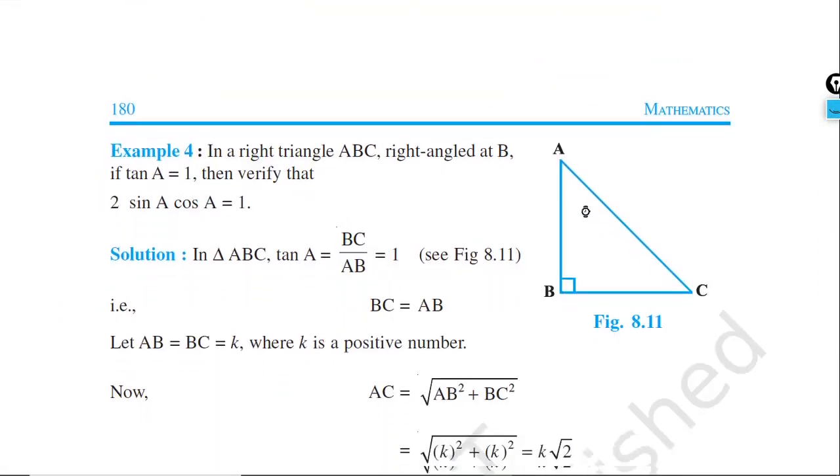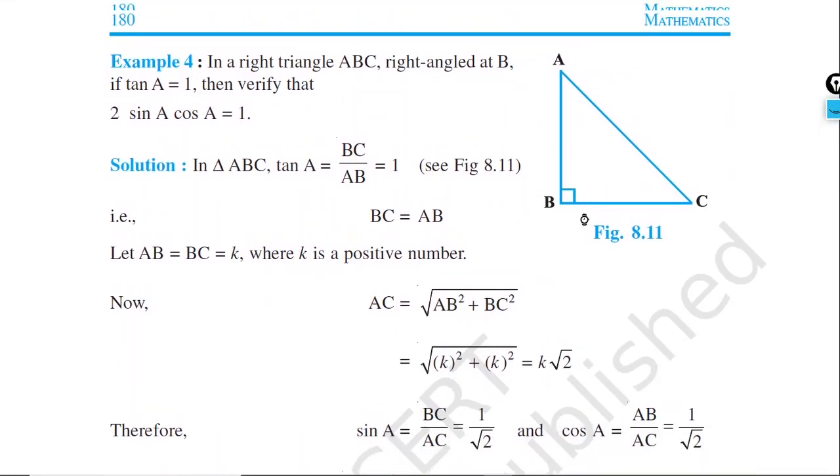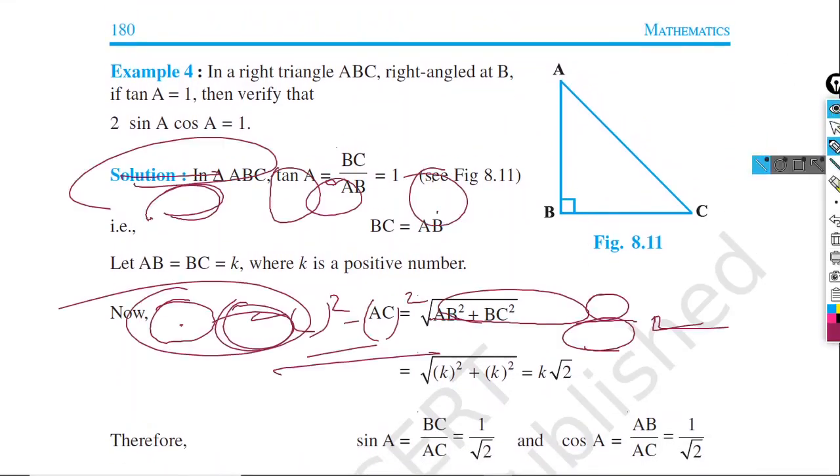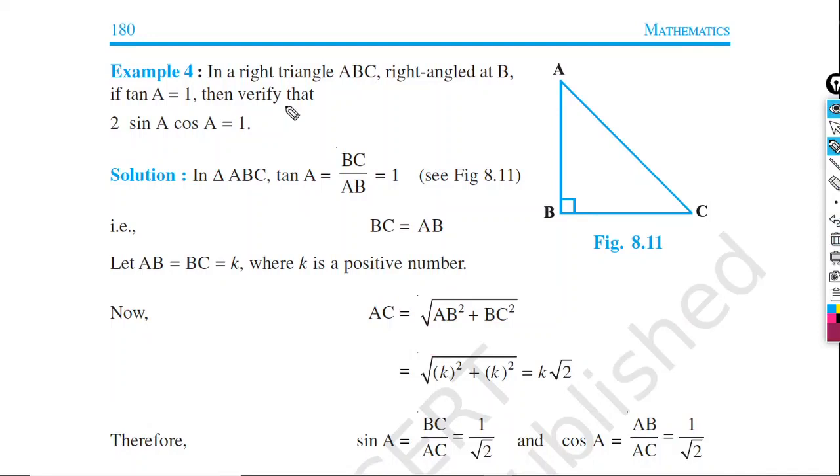Okay, another example, try this example. Example 4. In a right angle triangle ABC, right angled at B, if tan A equal to 1, then verify that 2 into sin A into cos A equal to 1. Very nice question. Look at the figure. Very easy question also. A right angle triangle is there.